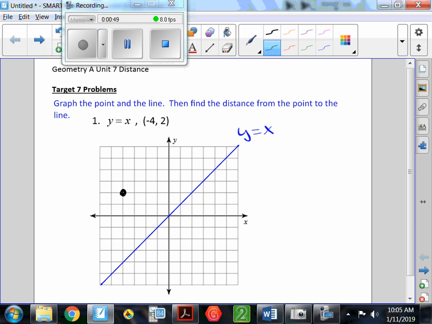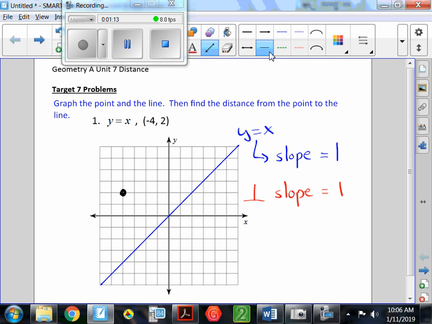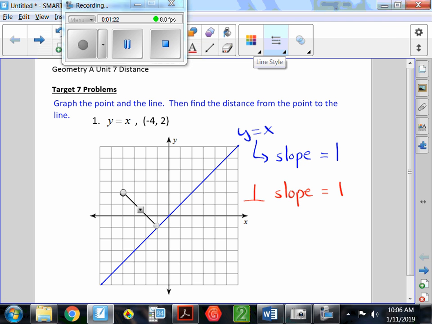So in order to measure the distance from the point to the line, I need to draw a perpendicular line, which means I need to know the slope of the given line. So this has a slope of 1, which means my perpendicular slope is going to equal -1. So if I draw a line that is perpendicular from the point to the blue line, it'll look like that. Clean that up a little.